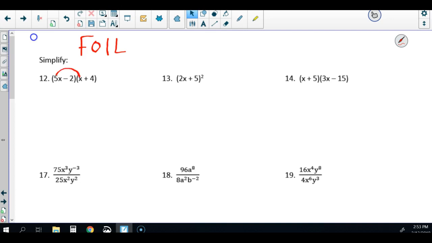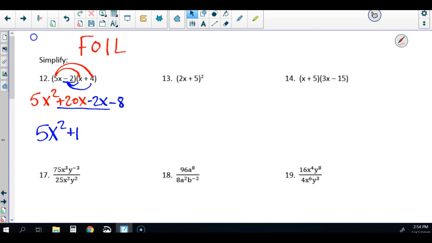So we're going to take the first, 5x times x, and get 5x squared. Outside, or the outermost terms in those binomials, 5x times 4 is 20x. The I stands for inside. I want to take the inside, which is negative 2 times x, and then last, negative 2 times 4. Every single FOIL problem, you'll have like terms in the middle. 5x squared plus 18x minus 8. There's your answer there.